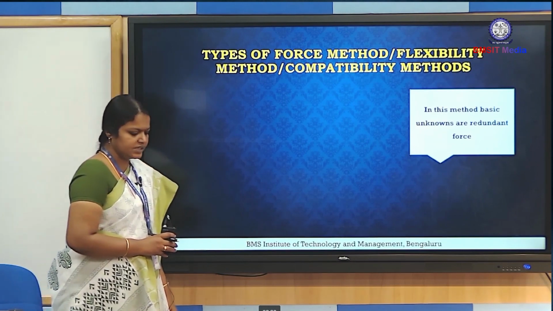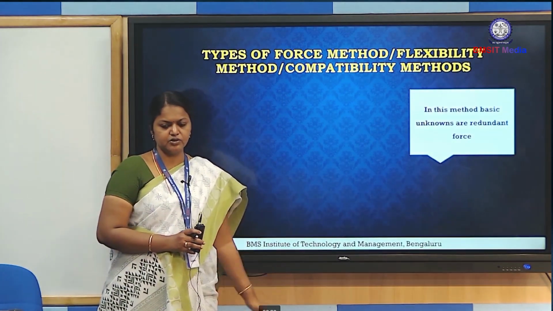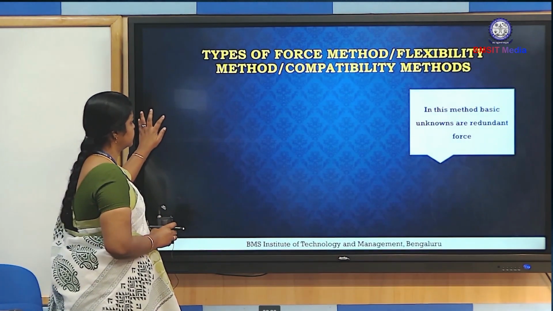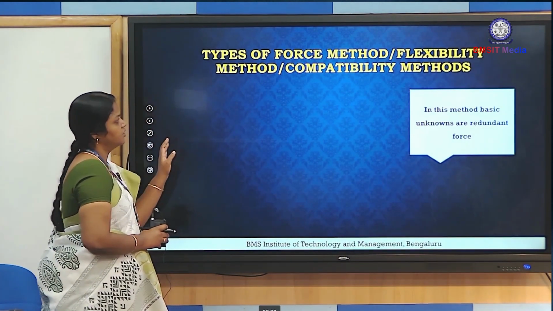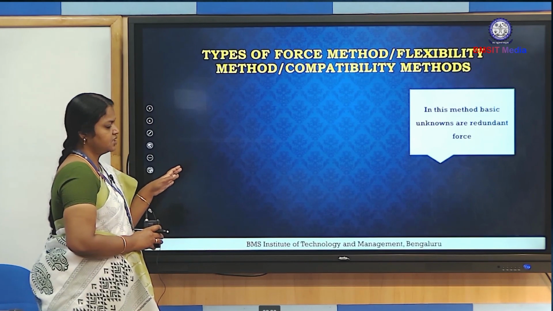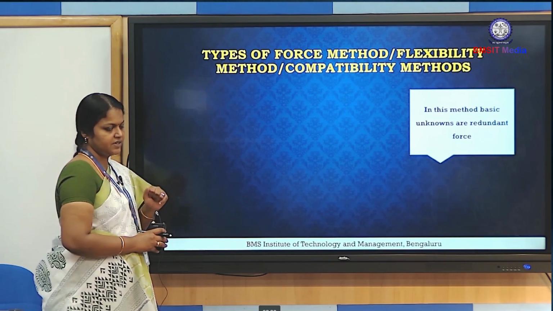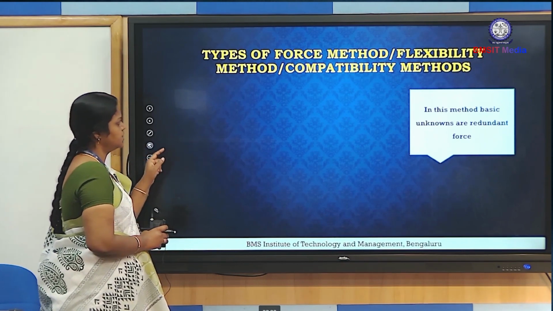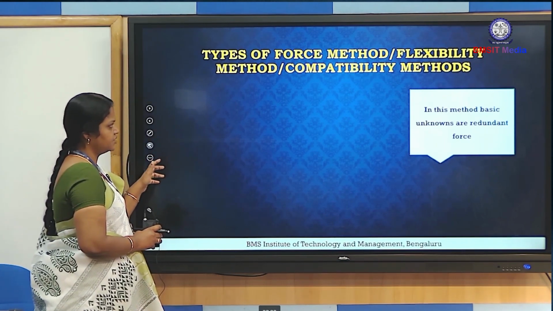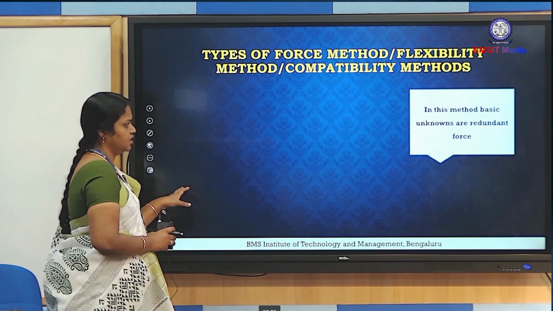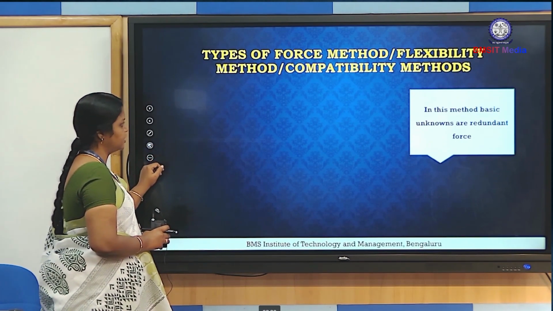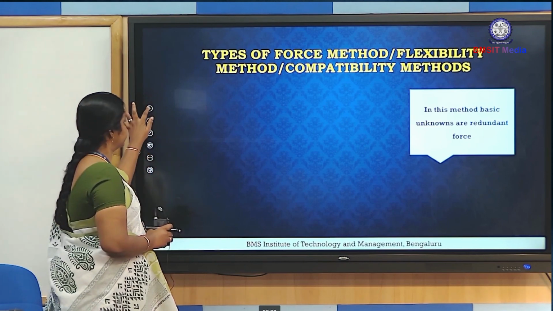So basically the types of analysis are classified into 2 types. One is the force method of analysis. Another one is the stiffness method of analysis. First we will see the force method of analysis. It is also called flexibility method or compatibility method. Here the unknowns are forces, so finally we have to calculate the forces.